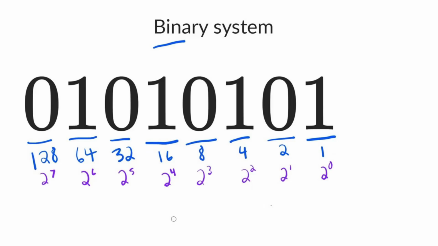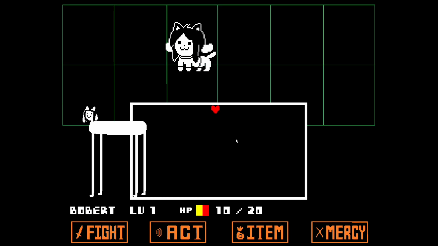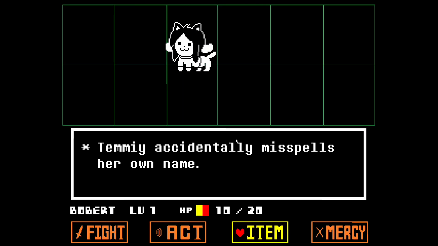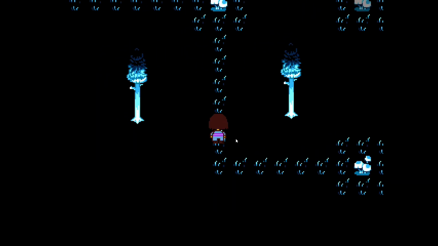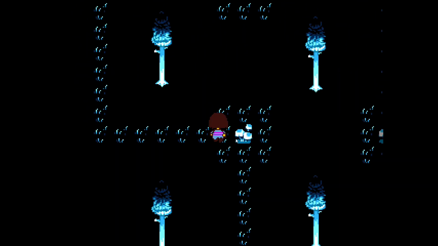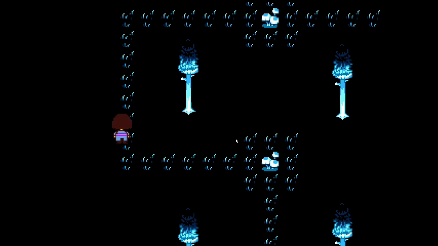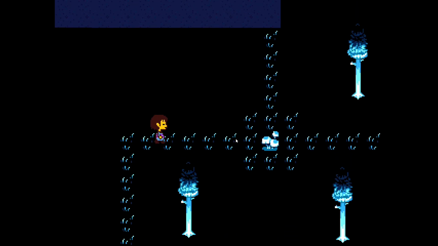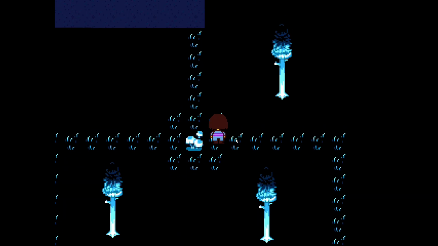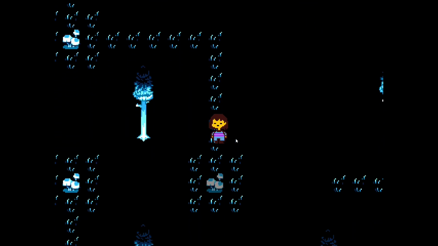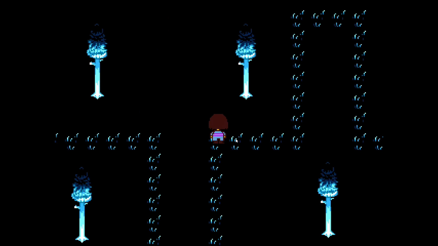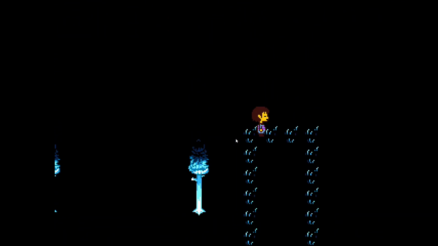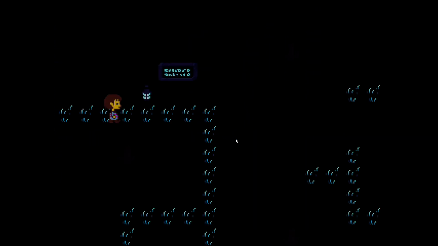So binary, instead of going 10, 100, 1,000, goes 1, 2, 4, 8, 16, 32, 64, and finally 128. So that's 1, then 2 to the power of 1, 2 to the power of 2, all the way up to 2 to the power of 7. So now that we've got that, binary here is 8 numbers, or at least that's 8-bit binary. There's also 4-bit binary and however many bits you want.